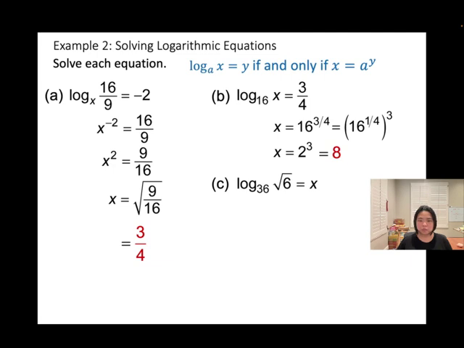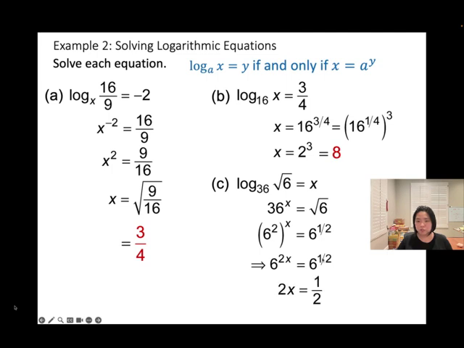Okay, last one. They have the x for the exponent. So we try to write the same base here. So 36 to the power of x, we could write as 6 squared to the power of x. And this is just 6 to the power of 1/2. Okay, we could multiply the exponent. Now they do have the same base, so we could write it down. 2x equal to 1/2 here. Divide by 2 for both sides, so x equal to 1/4.